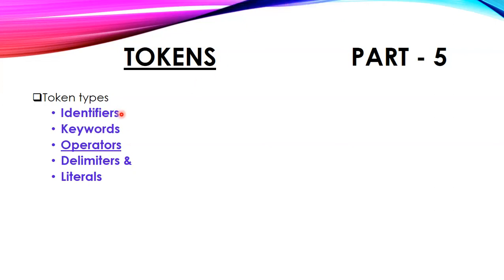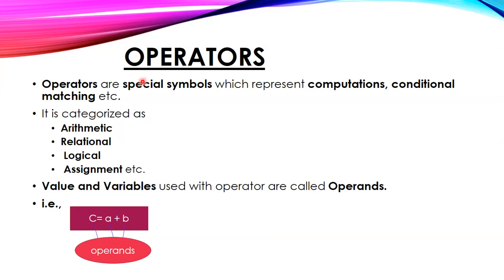Hello students, in the last video we saw identifiers and keywords in tokens. In this video we are going to see operators. What is meant by operators? They are special symbols which represent computations and conditional matching. They are special symbols used for calculation purposes and for conditional checking purposes.